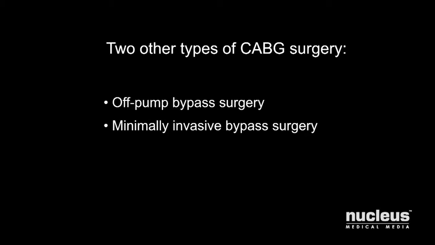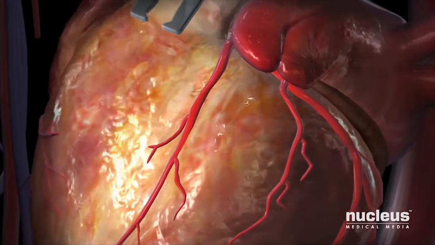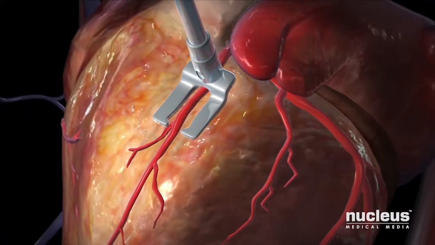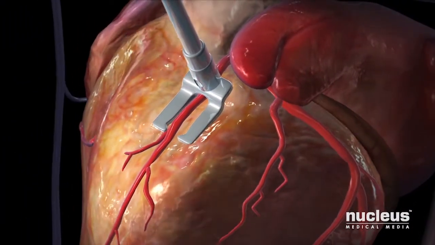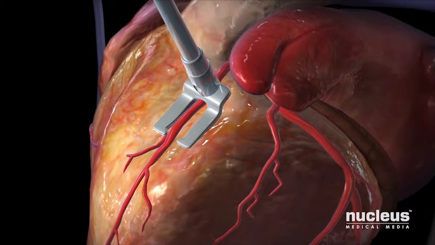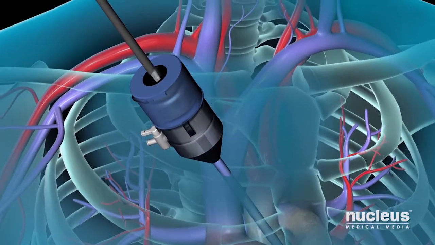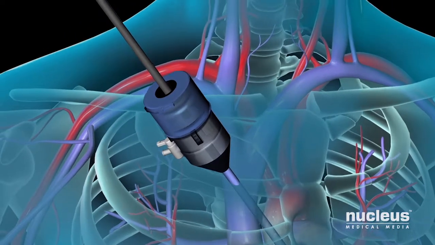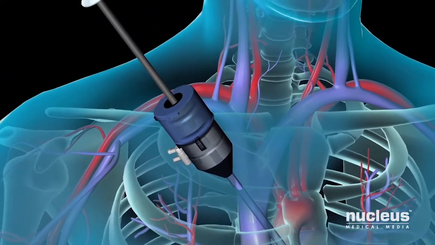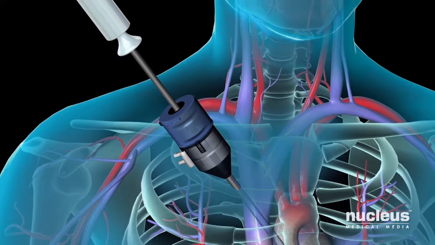When the surgeon chooses to do the surgery without using the heart-lung machine, the heart continues to beat. This may be referred to as off-pump bypass surgery or minimally invasive surgery. Instead, a mechanical device is used to steady the part of the heart where grafting is being done. Surgeons perform minimally invasive bypass procedures using specially designed instruments inserted through small incisions or ports in the chest.